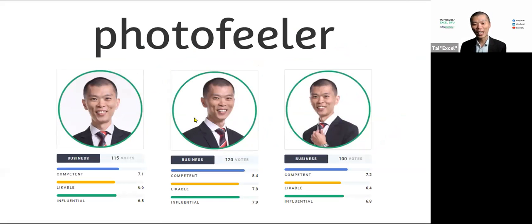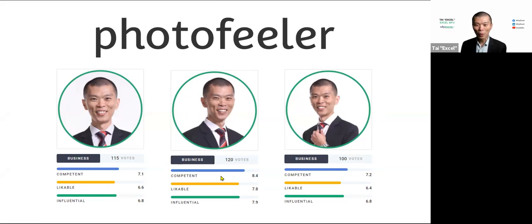Number 1, A, B, and C, it will measure 3 parameters. The first one is say, is this photo give people the sense of competence? Is this photo give people the sense of this person is likable? And how about this person is influential based on the photo? So number 1, you can see the 10 score is max 7.1, 6.6, and 6.8. And highest amongst all is the middle one. So you can see majority of you say B.